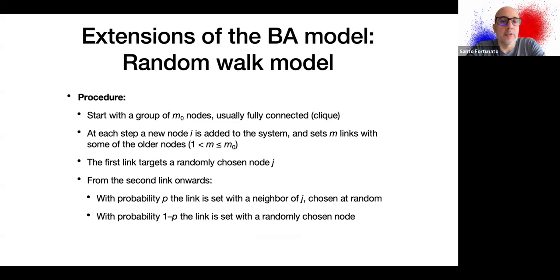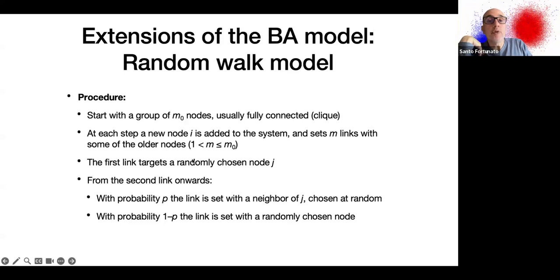So this is how it works. You may see that some of it looks similar to the preferential attachment recipe. This is a growth model again. So it's a dynamic model in which you iteratively add new nodes, and these nodes have to form links with the existing nodes. You start from a group of M0 nodes, which is usually fully connected, a clique, exactly like the preferential attachment BA model.